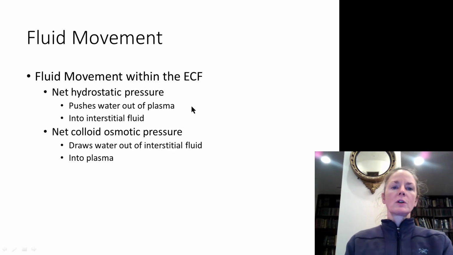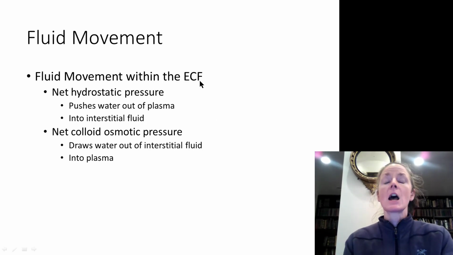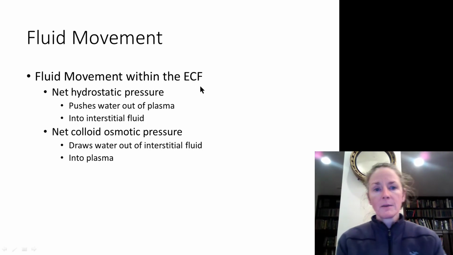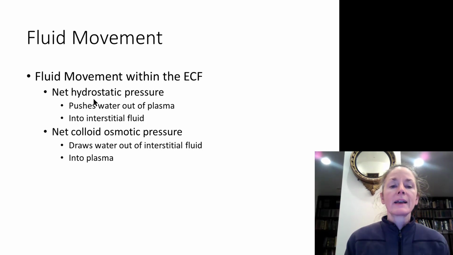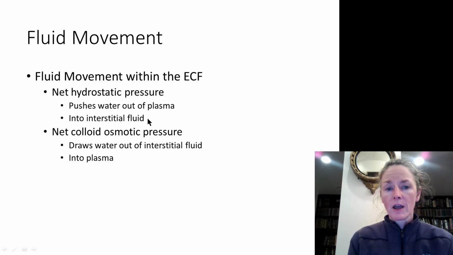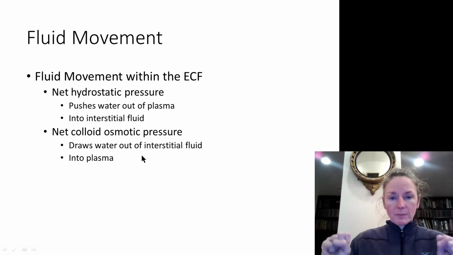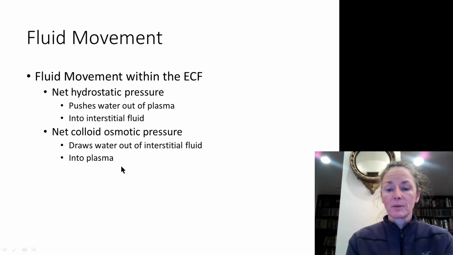All right, so when we look at the movement within the extracellular fluid, here we're talking about blood plasma and the interstitial fluid. Basically, we've talked about this a million times before. You can go back to our capillary diagram. We've got the hydrostatic pressure pushing the water out of the plasma and into the interstitial fluid. And we have the net colloid osmotic pressure from those albumins that are in plasma, pulling some of that water out of the interstitial fluid back into plasma.